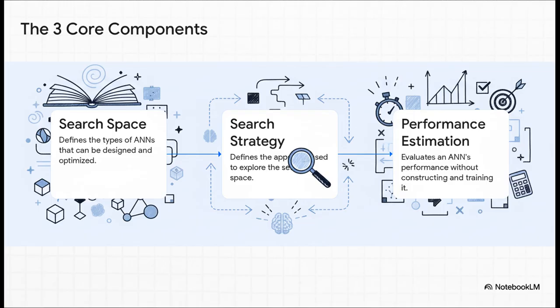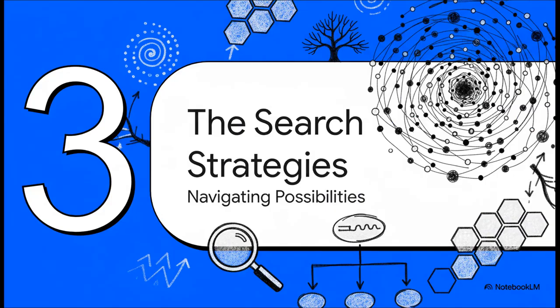First up, you've got the search space. Just think of this as a massive Lego set with all the possible building blocks for an AI brain. Next, there's the search strategy. This is the clever algorithm, the how-to guide the AI uses to pick and choose from that Lego set. And finally, you have performance estimation. This is a super important shortcut to quickly guess how good a design is without spending weeks actually building and training it.